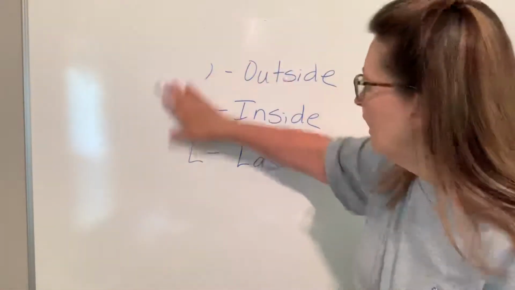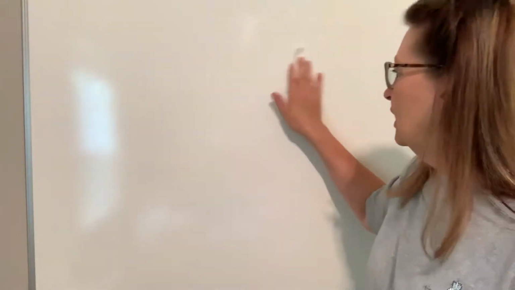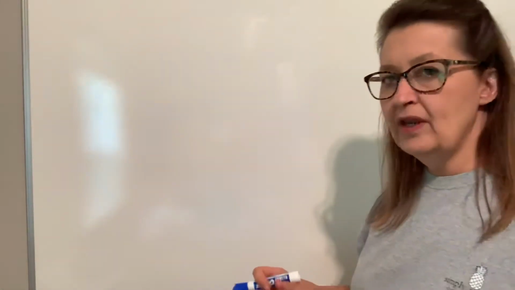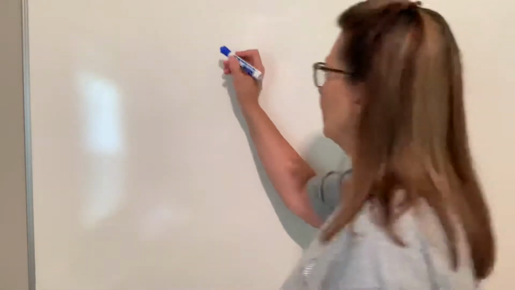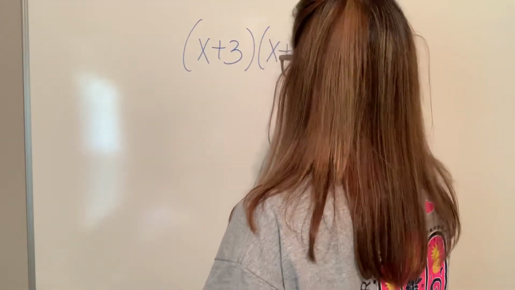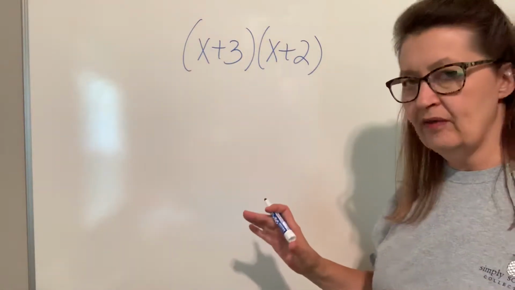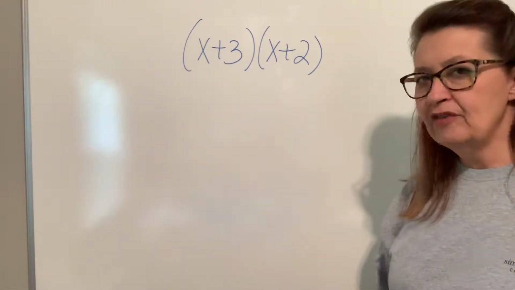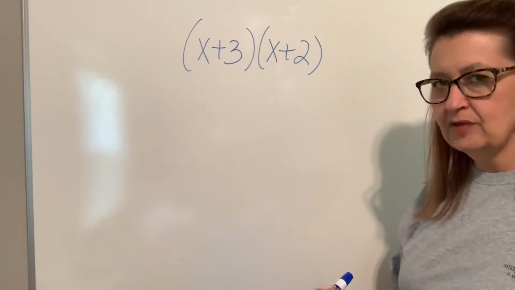All right. Analysis is one of the most important things when you get ready to work a problem. So, and I told you, FOIL method only works for binomial times binomial. So, what's a binomial? Well, it's got two terms. X plus 3 is a binomial. X plus 2 is a binomial. So, I could use the FOIL method on this. All right, now we've got to figure out exactly what is the first, outside, inside, and last terms.